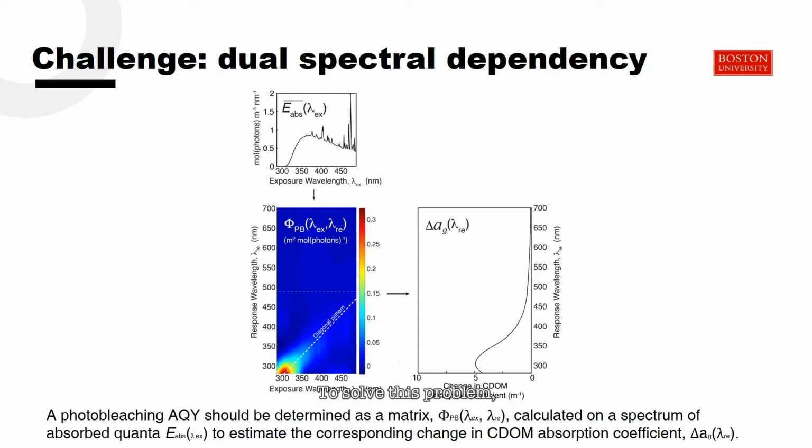To solve this problem, machine learning could help us to explore the latent relation matrix between the two spectra and optimize the relation with iterations.